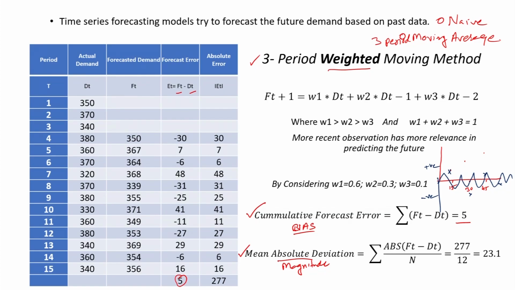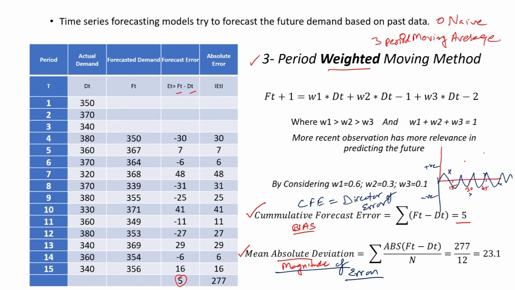So, both the parameters are very important. Cumulative forecast error has the purpose of telling the direction of the error, whether overestimating or underestimating, whereas the mean absolute deviation has the purpose of telling you the magnitude of the error.